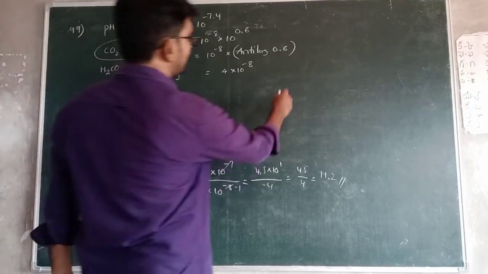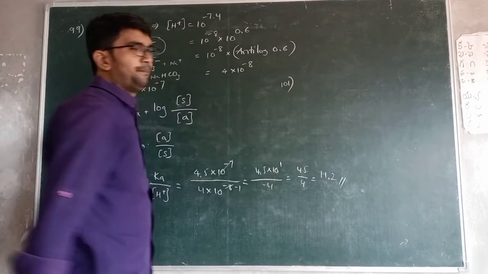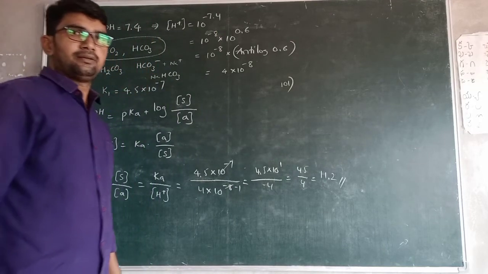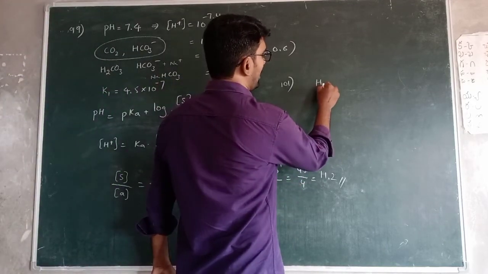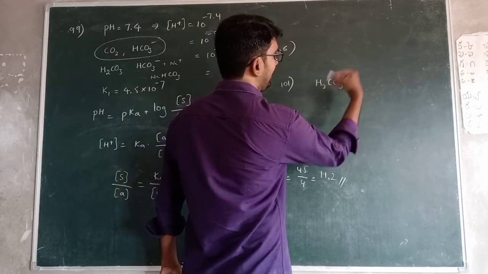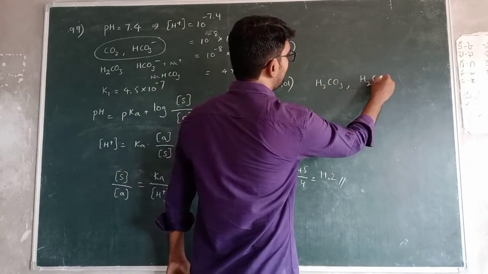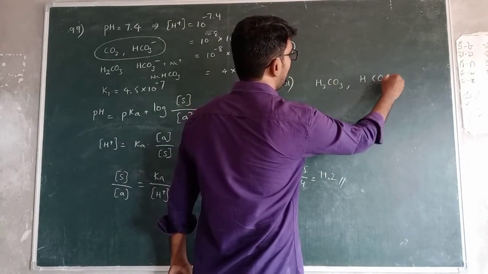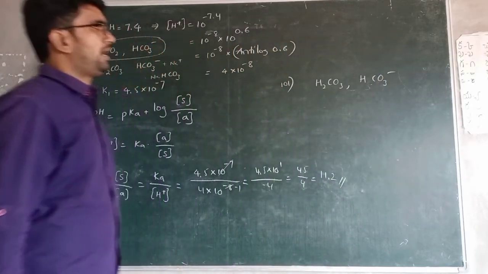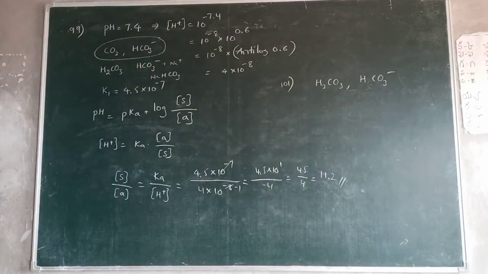A similar question, that is 101. Buffer in blood consists of carbonic acid H2CO3 and its salt, that is its conjugate base HCO3 minus. These two are present in the buffer in blood.